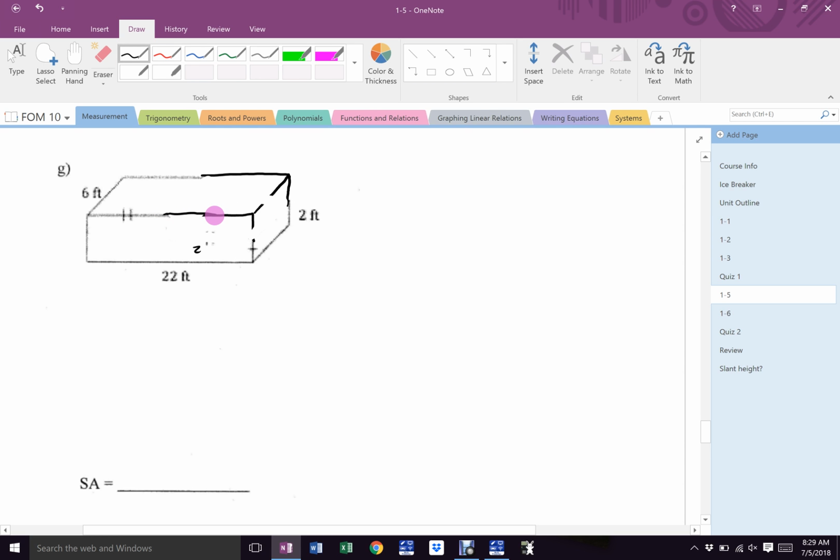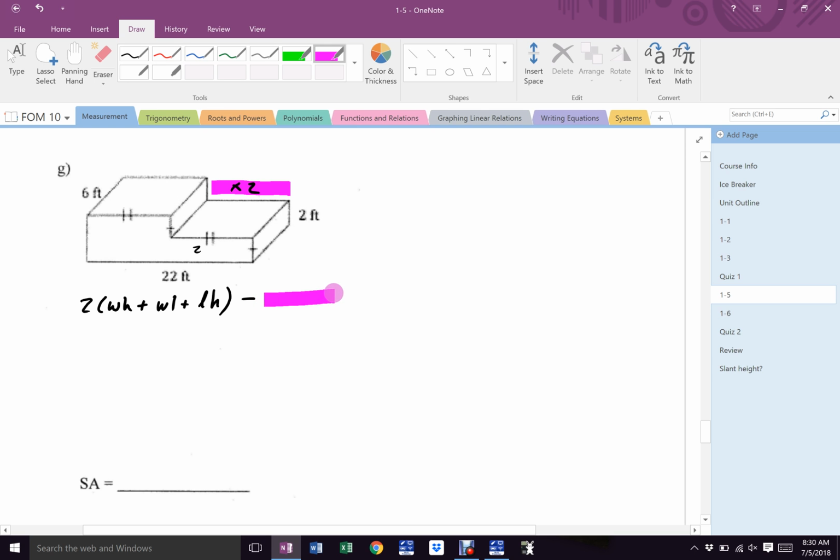What do I have there now? I have a rectangular prism, don't I? Which is 2 WH plus WL plus LH, correct? And isn't that the exact same shape as that? Except this little rectangle is missing, isn't it? Right? And how many of those little rectangles are missing? There's one there and one at the front, right? Times 2. So if I did this minus the pink rectangle, minus 2 times the pink rectangle, would I have the right answer?